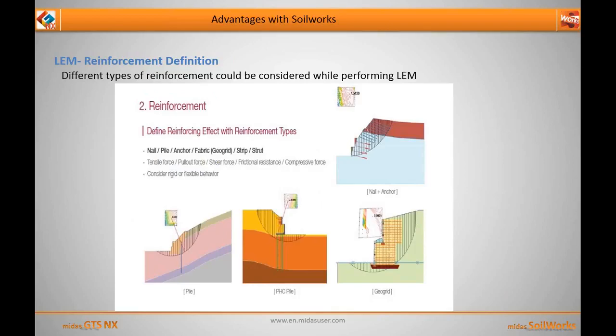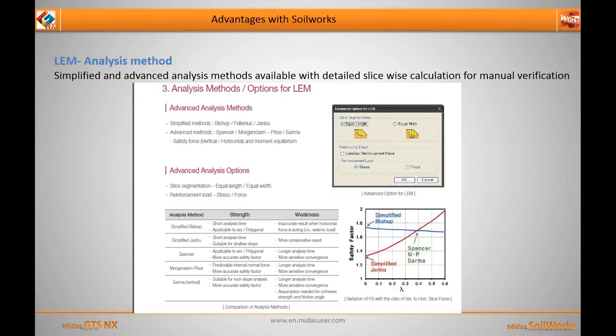In the LEM method for reinforcement definition, you can consider various options which I have already shown you, like nail, pile, anchor, fabric, that is geogrid, strip and strut. In the analysis methods for LEM, we have both the simplified and advanced analysis methods with detailed slice-wise calculation for manual verification too. We have the simplified methods like Bishop, Janbu, and also the advanced analysis methods like Spencer, Morgenstern-Price, and Sharma vertical.